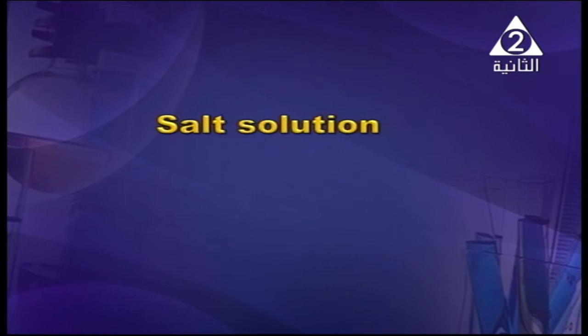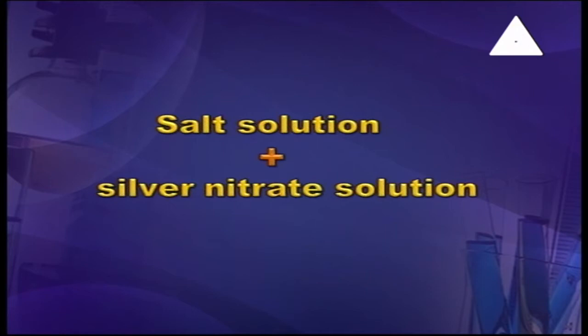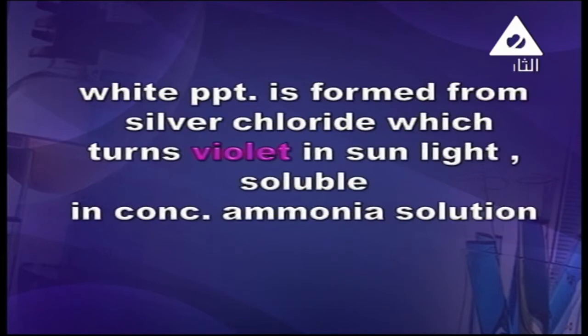You remember when I take the salt solution and add what? Add silver nitrate. This is the important one for confirmation: AgNO3. What happened in this reaction? Why is it formed? Silver chloride is formed, which turns what? Violet in the sunlight, and it is soluble in concentrated ammonia solution.